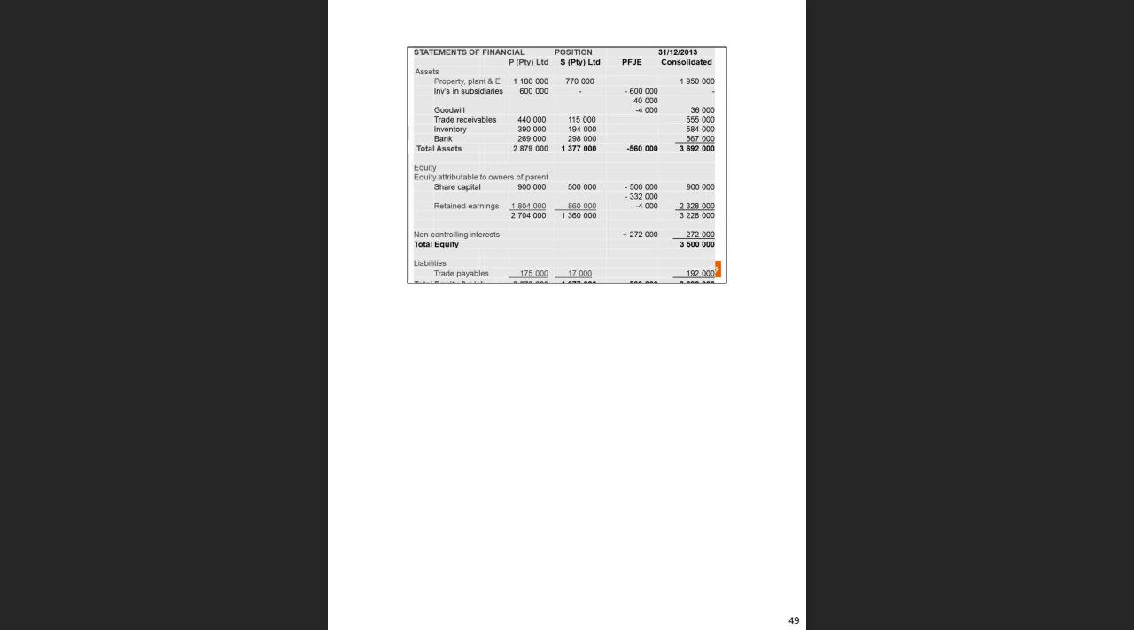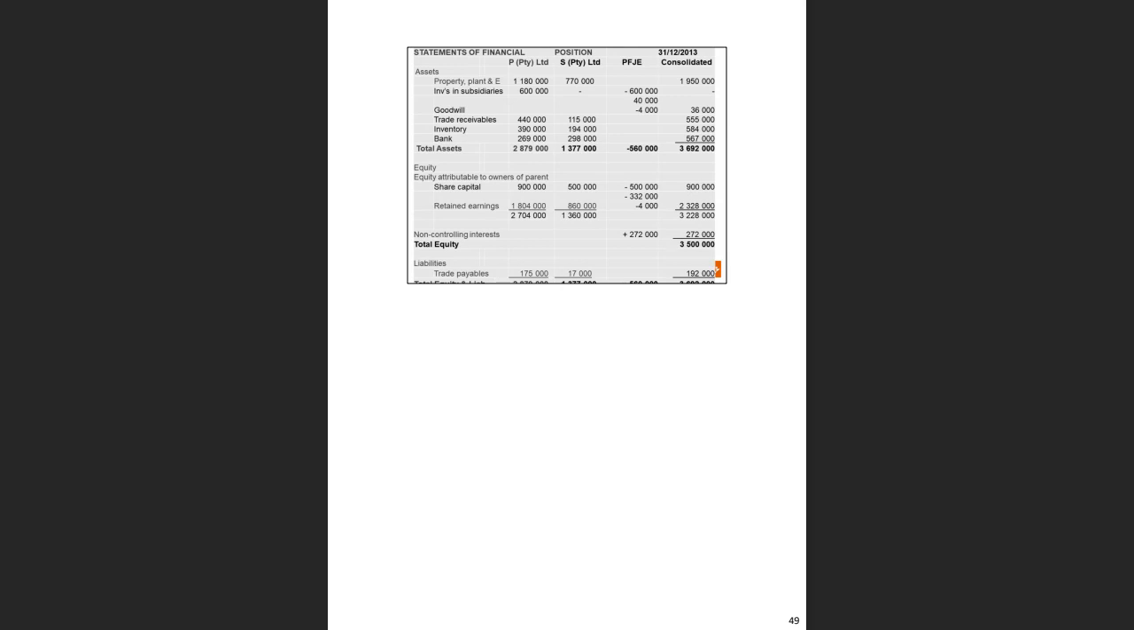Your investment in subsidiary was netted off against the equity in that pro forma journal entry. Then we had Goodwill, which we recorded at 40,000 Rand, and then we amortized this over 10 years. So the current year amortization is 4,000 Rand over here. This Goodwill balance is showing the Goodwill net of amortization. Then we have our trade receivables, inventory, and bank. All of these are simply adding P and S together. Once you have your consolidated column, you can simply total it to get your total assets figure.